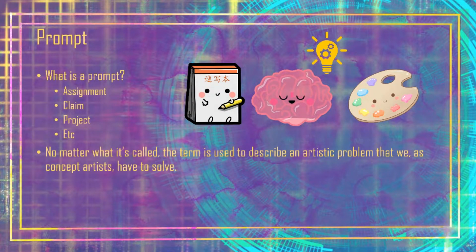So I'm just getting right into it. What is a prompt? Because this is prompt, project, and process. So a prompt is just, you may have it called an assignment, it may be called a claim, it may be a project, just whatever word gets used. They are all collectively the term that is being used to describe an artistic problem that we as concept artists have to solve. We are visual problem solvers, as one of my professors likes to say. And I think that is honestly the best description of concept artists that I've ever heard.